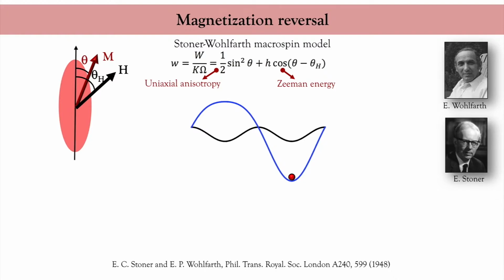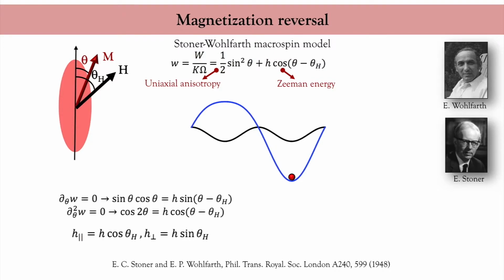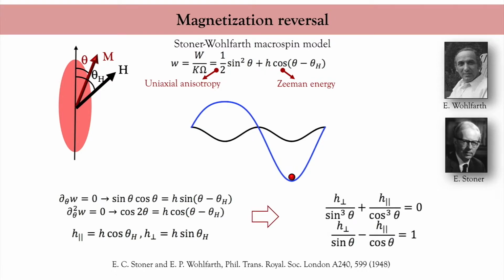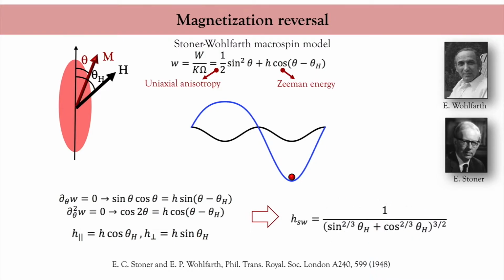So we look for a minimum of the magnetic energy, which means that we are looking for a value of theta that cancels both the first and second order derivatives of the energy. We obtain this system of equations that determines the angle of the magnetization for a given magnetic field direction. From that, we can deduce the switching field as a function of the field direction. This is the Stoner-Wohlfarth formula.